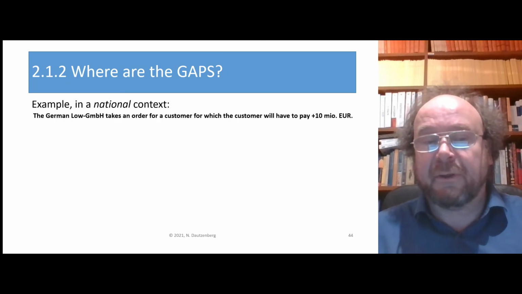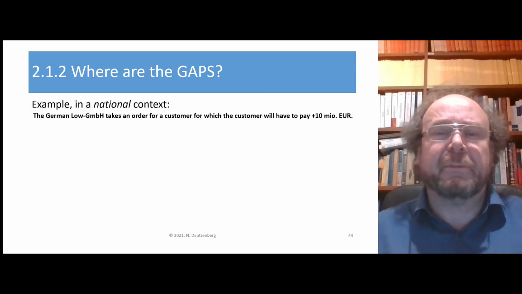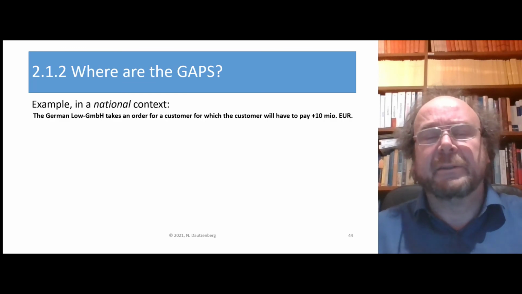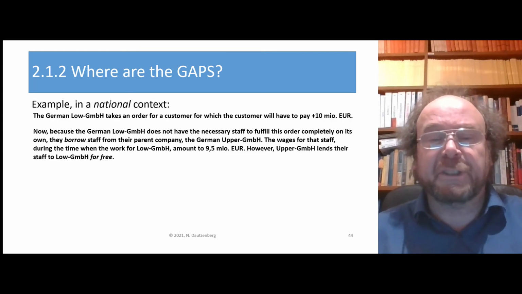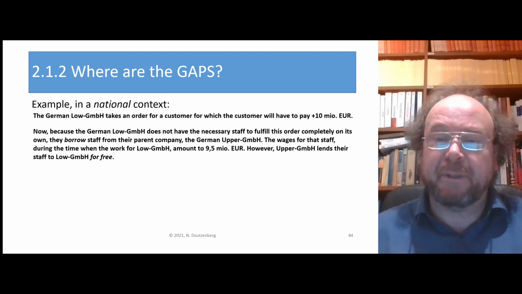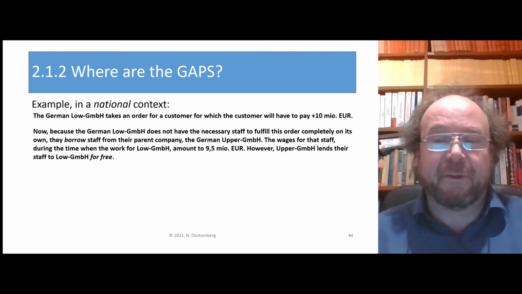In a national context, you would have it plain and simple, and probably it would not be really a catastrophe. German low GmbH takes an order for a customer, and the customer will have to pay 10 million. Now, low GmbH does not have the necessary people for working on that order.